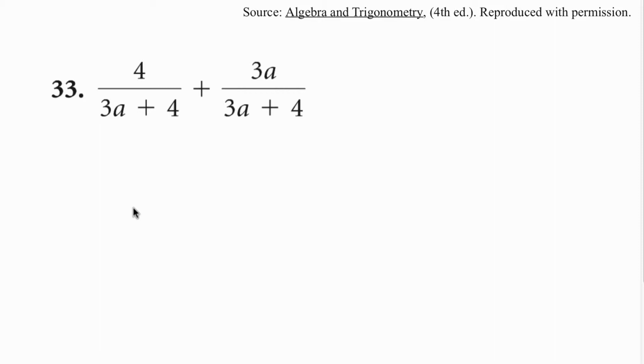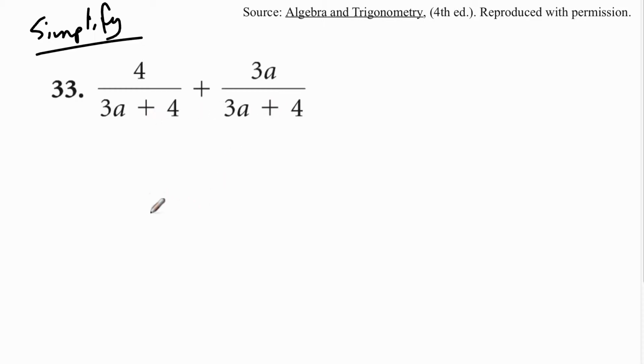Here's a couple questions where you're asked to simplify. Notice it's not a solve question, so I don't have to determine what a is, but I need to simplify this. If I have two fractions, I can simplify if I get a common denominator. In this question here, they already have a common denominator.